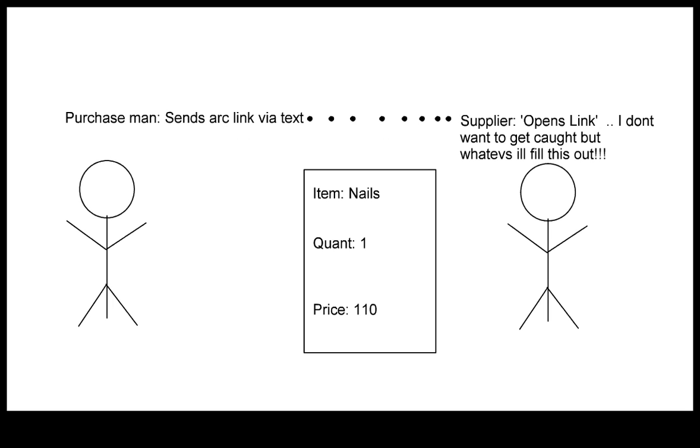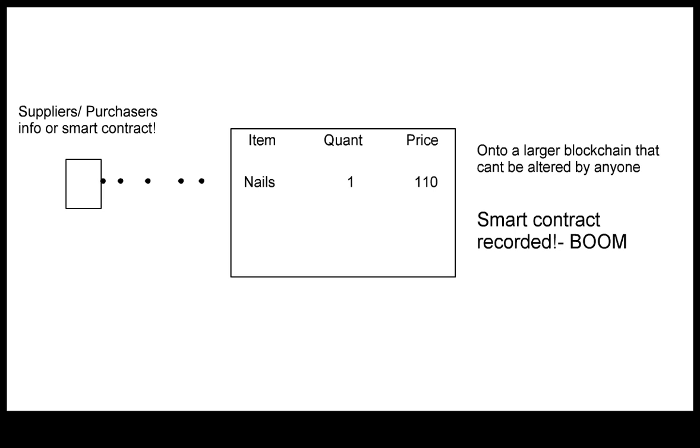So what happens is the purchaser sends an ARC link via a text, and the supplier opens the link and validates the item, the quantity, and the price. Now this is then going to go straight onto a blockchain. Now no one's yet done a blockchain over text before, because everyone just assumed that there were enough computers where blockchain was going to be used. But this is actually a new innovation. It's very simple to do, but no one's just done it yet.